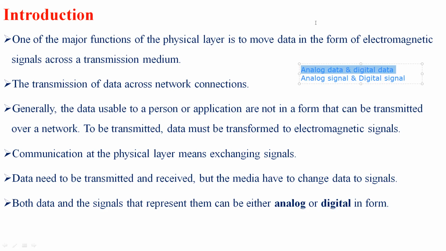So let's move on and discuss analog data and digital data, along with analog signal and digital signal. Let's start with analog and digital data. Here we have analog data and digital data. So the data can be analog or digital. As I said, whatever data we use, either by a human or by some other entity, must be analog or digital.